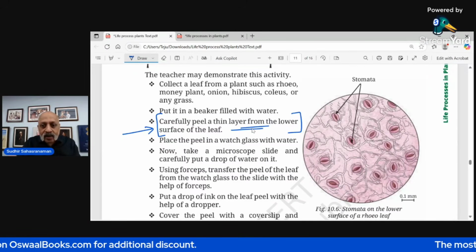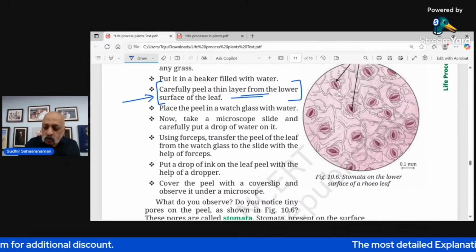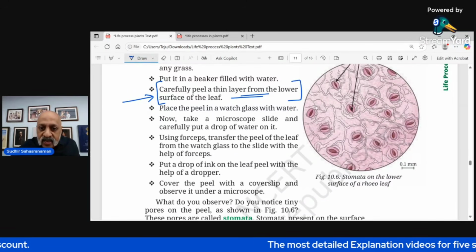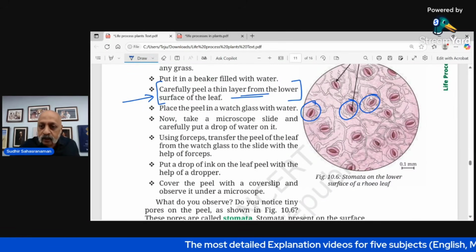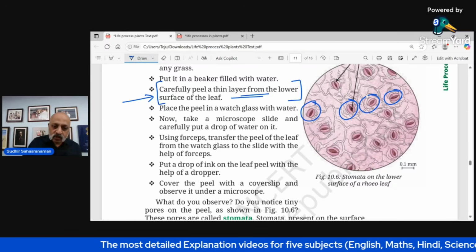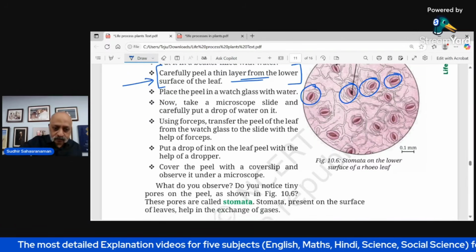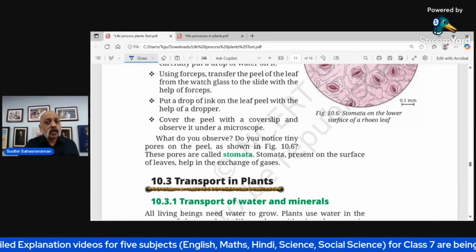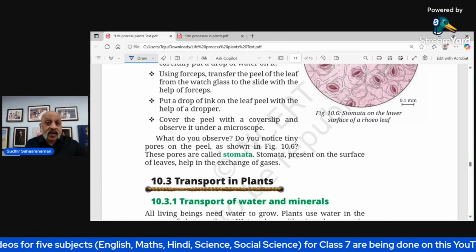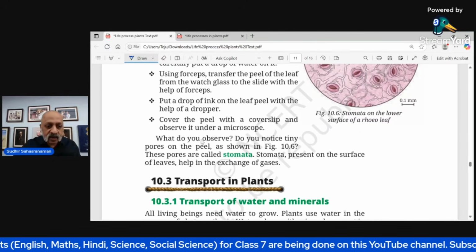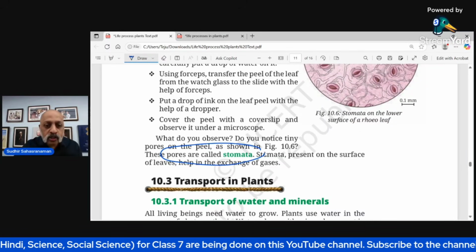And then you put it under a microscope. What you see is there will be many such openings out here, in the lower surface of the leaf. These are called stomata. In detail, we will study later in classes. In class 10, we will study. So these pores are called stomata.